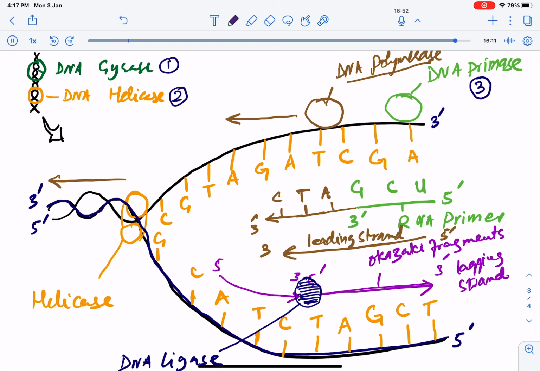Another enzyme we discussed is DNA polymerase number 4 and DNA ligase. The difference between the DNA polymerase and the DNA ligase is the DNA polymerase attaches single free nucleotides with the growing chain of the DNA strand or the nucleotide chain, whereas the DNA ligase joins the two fragments of the polynucleotide chains together, not the free nucleotides.